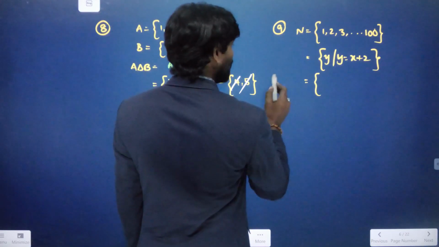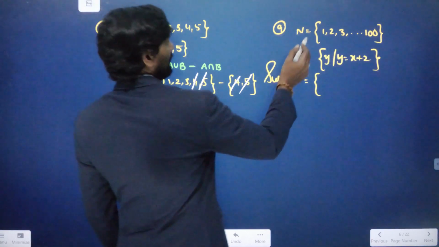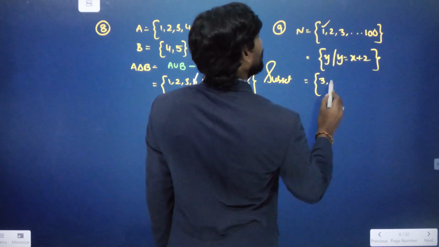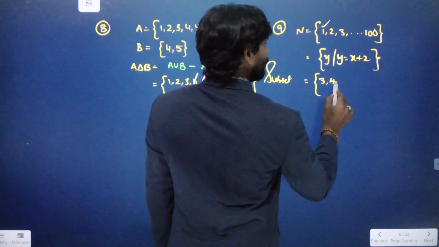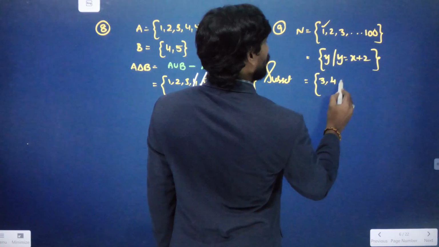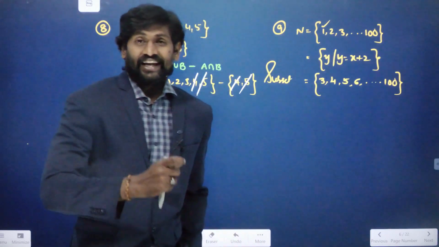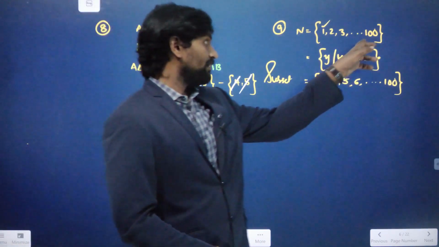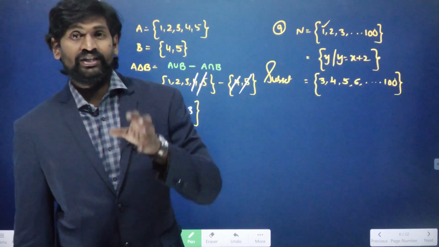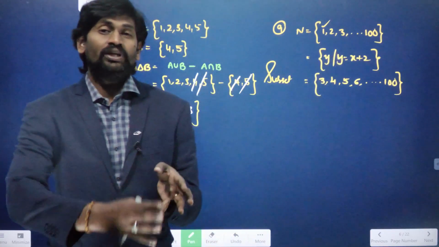because we have to take only the subset of N. Subset of N is taken as B. Take the first number 1. So 1 plus 2 is 3. Next, 2 plus 2 is 4, 5, 6 and so on, up to 100. Because it cannot cross 100. Even if the last element is 100, it will be 100 plus 2, but 100 plus 2 is 102, and 102 is not in the given set N.